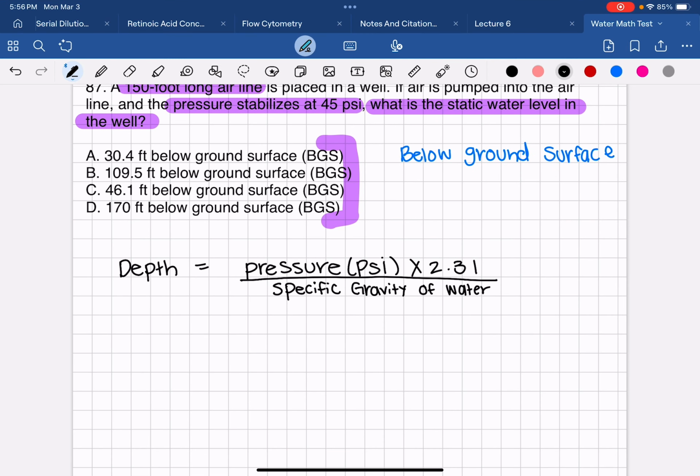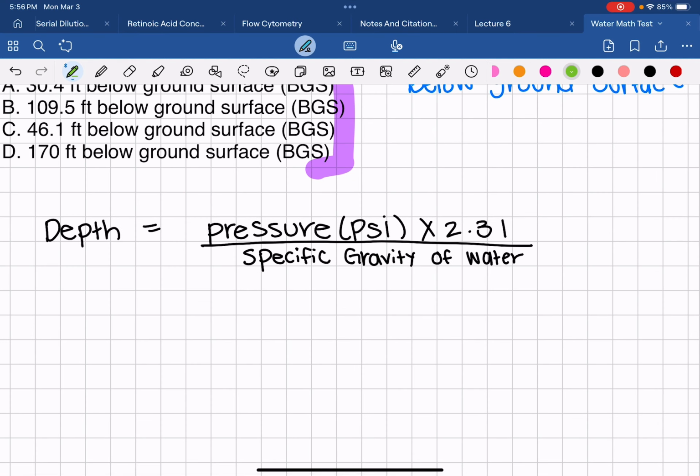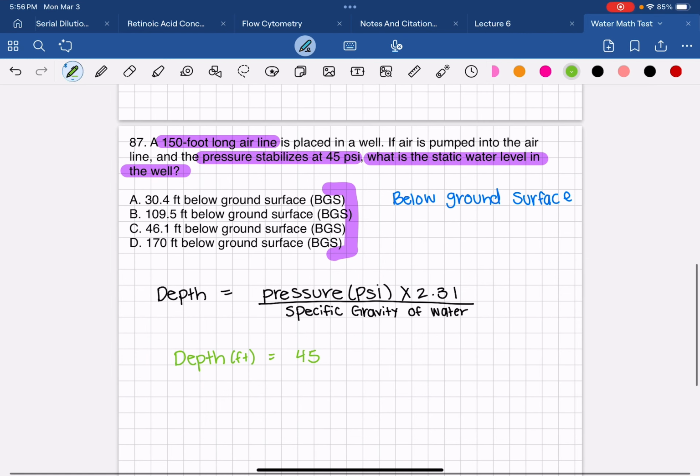I can now fill in the points. So let me use a different color. I'll use green. So since the specific gravity of water is 1, that means that my depth is now going to be, so now I'm just filling in the blanks. So my depth is going to be now, and I'm doing it in feet. So now it's going to be 45, because that's what it gave me, 45 psi.